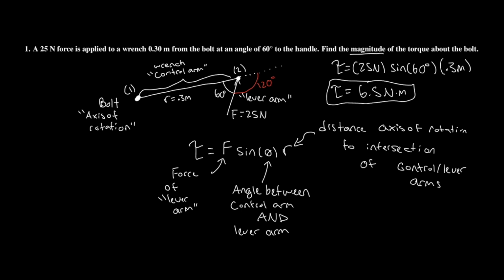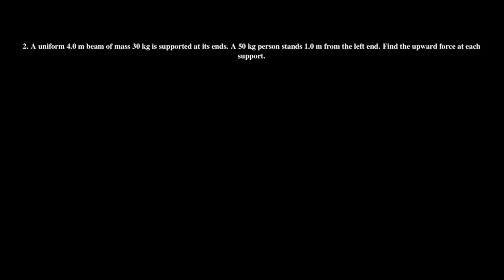Okay, moving on to question number 2. Now we have a bit of a more complicated question. We're going to have a uniform 4-meter beam of mass 30 kilograms that's supported at its ends. A 50-kilogram person stands 1 meter from the left end. And we're finding the upward force at each support. So drawing a diagram, I'm going to draw 2 supports, and then we have a beam.